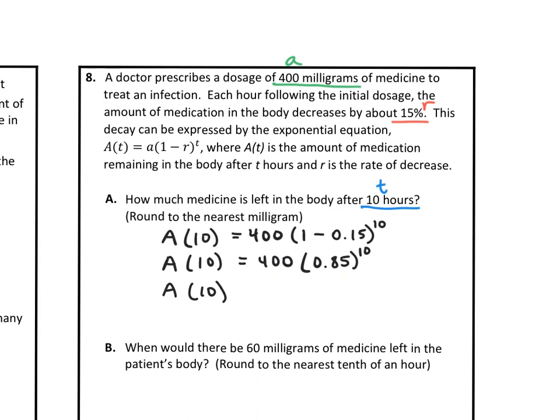And what you should get is 78.7497, which they want us to round to the nearest milligram. In other words, the nearest whole number. So I'm going to round up to 79. Okay, so my final answer, 79 milligrams.